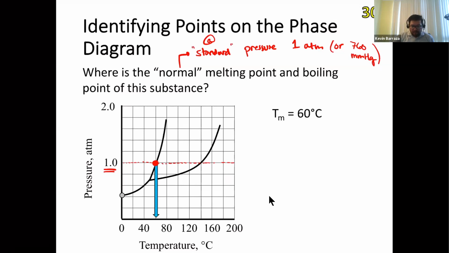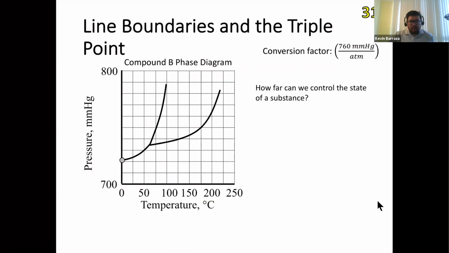We do the same thing for the boiling point. We look for normal pressure and we look where it crosses. So the normal boiling point of this substance is 140 degrees. Furthermore, we can actually get a little bit fancier with what we're doing. We mentioned crossing the boundaries, but what do you think happens when we're on the boundary? So for example, what if I'm right here on my phase diagram? What kind of substance do I have there?